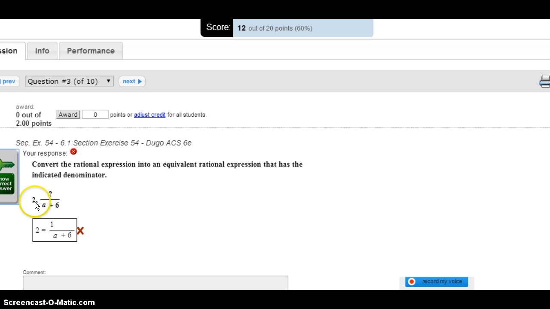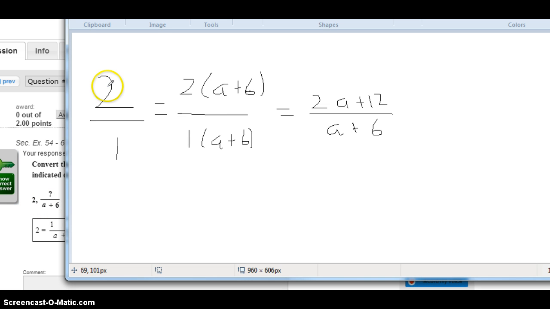Trying to convert the number 2 here into a rational expression that has this denominator, what you're going to want to do is multiply the top and the bottom by the same exact expression. When you do that, you don't change the value, you just change the way the expression looks. So 2, the top's 2 and the bottom would just be a 1 if you rewrite that as a rational expression with a top and a bottom. So this is how you would write 2.